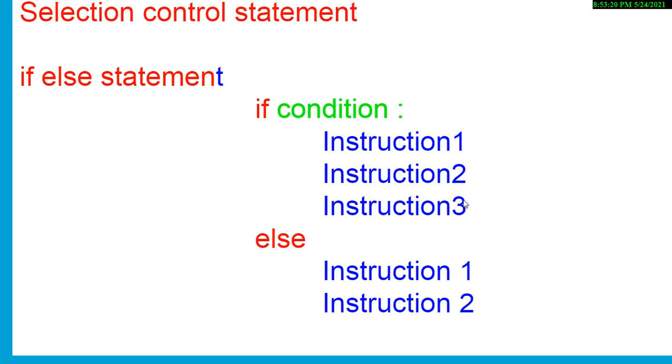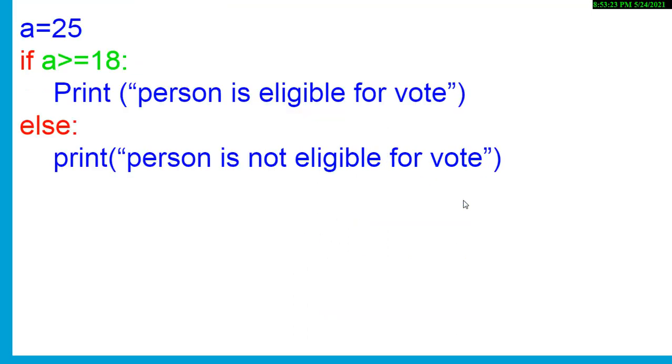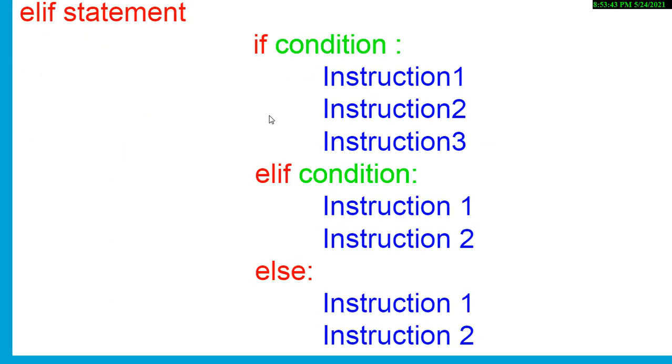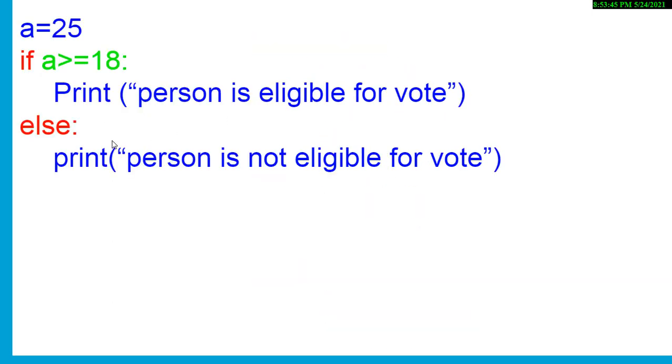Let us take an example of it. If we take the same example, a is equal to 25, if a is greater than or equal to 18. This is our condition. If it is satisfying, then the answer you will get is the person is eligible for vote, or else the person is not eligible for vote. So let us execute and check.